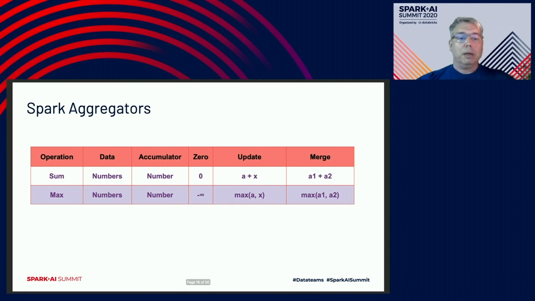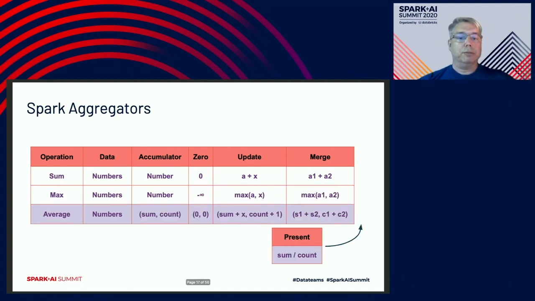Now, Spark comes with an entire zoo of predefined aggregators. Sum is just one. Another example is taking the maximum. And you can see here that maximum fulfills all of the same properties of an aggregator that sum does, but it does it differently. Its concept of an initial value is minus infinity, and it uses maximums instead of addition for its update and merge.